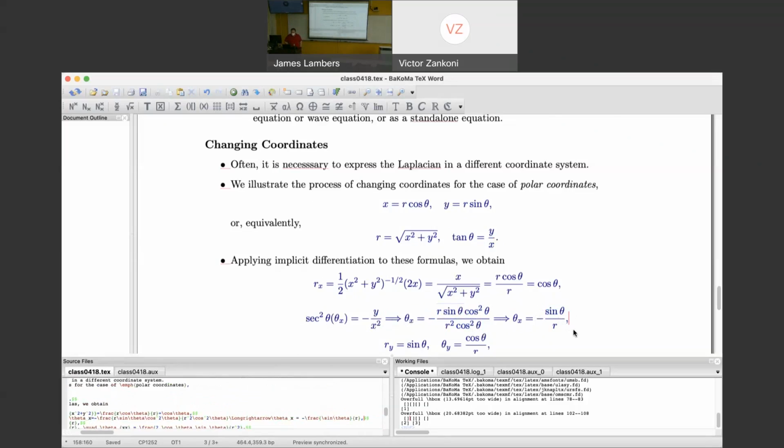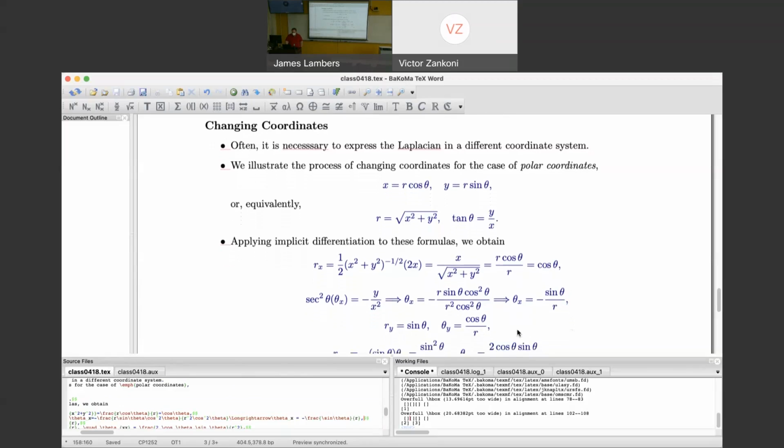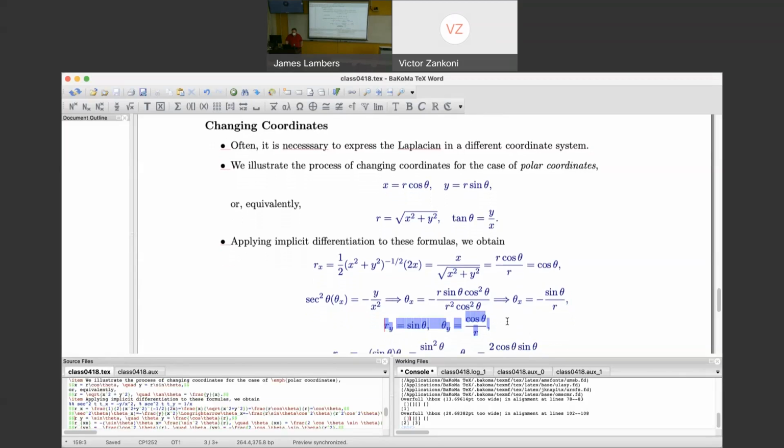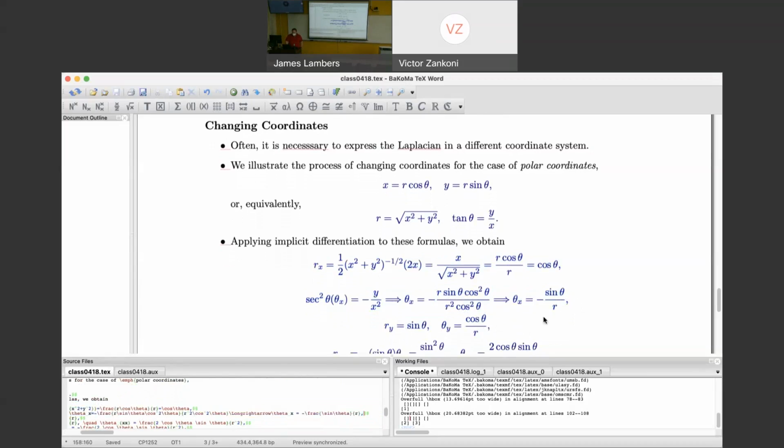And then I repeat the process to get the derivatives of r and theta with respect to y. I don't repeat those steps here, but they're analogous to what I've just shown you, to get these. There's even a certain symmetry between them. Any questions up to this point, as far as the first steps of the conversion?